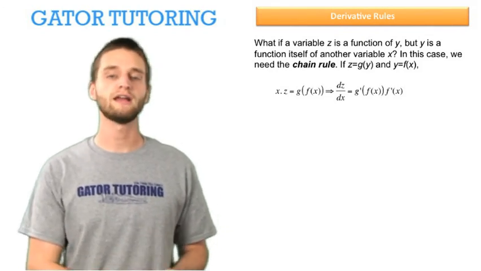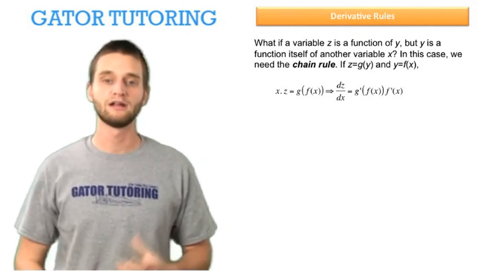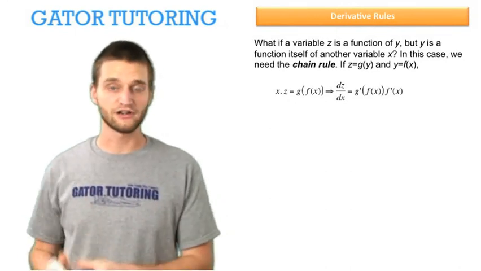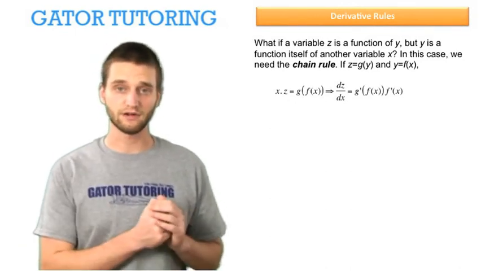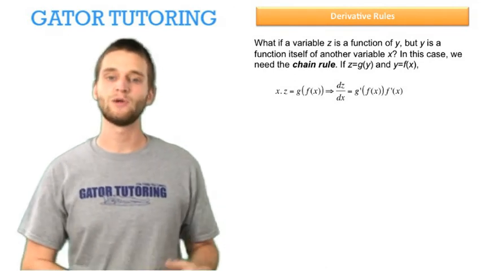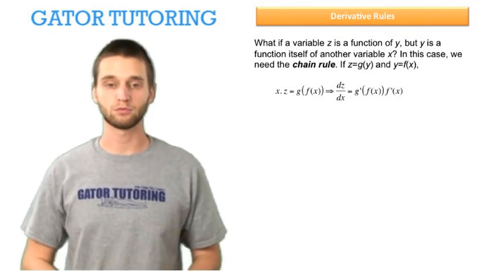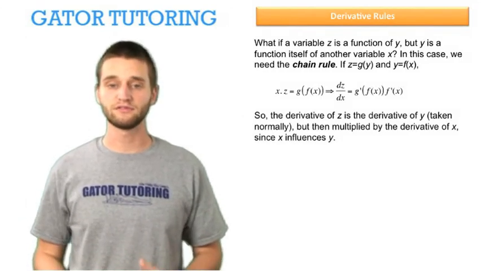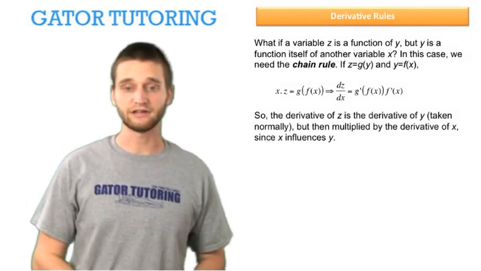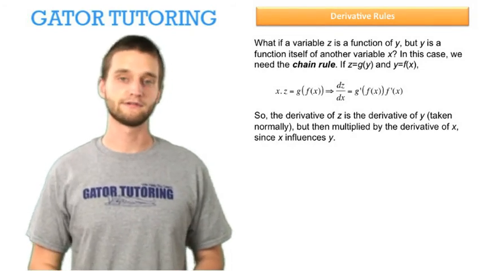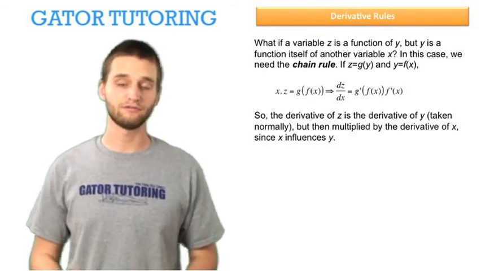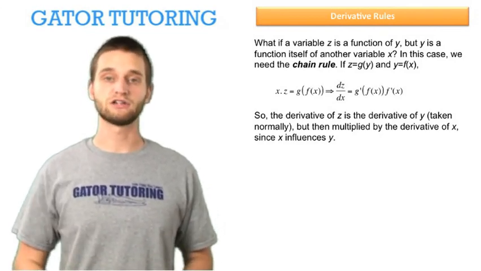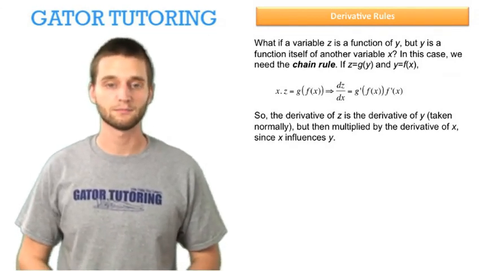So you can think of it as you're going 2 levels down. Z is a function of y, but y is a function of another variable x. So when you want to take the derivative of z with respect to x, you have to kind of do 2 derivatives, and we'll see how this works in the example. But basically, the derivative of z is the derivative of y taken normally, but then multiplied by the derivative of x, since x also influences y and x varies. You have to take into account the variation of x. That's what the chain rule is all about.